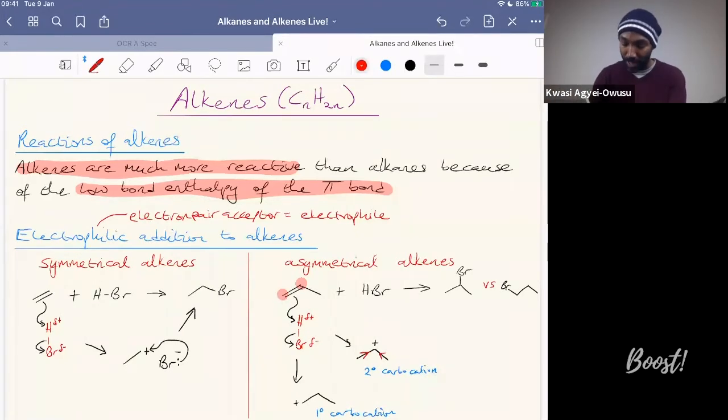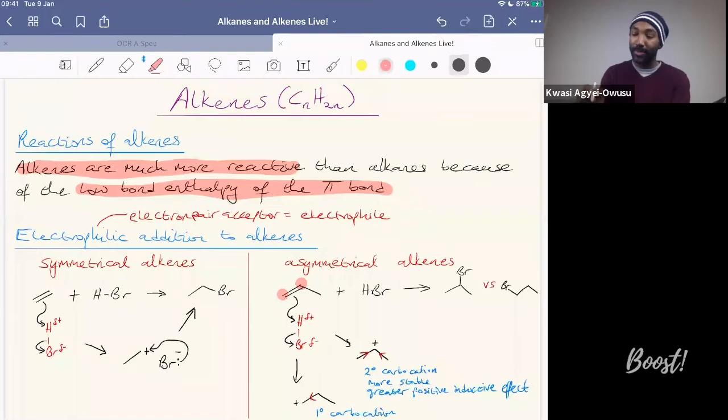That makes it more stable. With your primary carbocation, they can only do this from one alkyl group, the ethyl group, pushing electron density towards that plus charge. Okay, so the secondary carbocation is more stable due to greater positive inductive effect. Okay, so if we highlight all of that, let's put that in a yellow box. Okay, so secondary carbocations are more stable because they have a greater positive inductive effect. And so you're going to get the product from the secondary carbocation being formed as the major product.